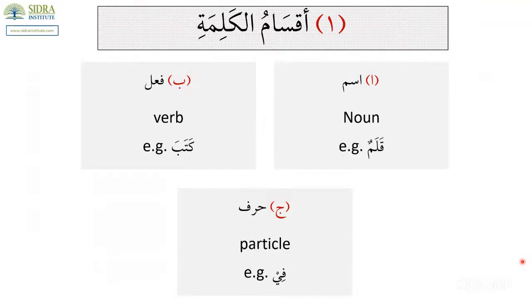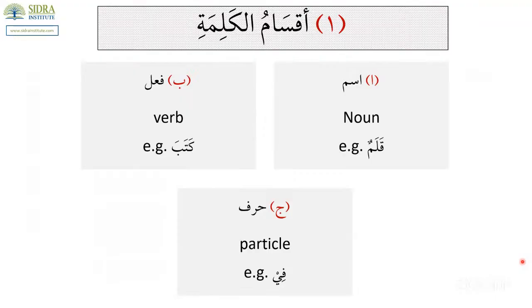What's a noun? It's a name of an object, place, person. So that will include proper nouns, Muhammad, Zaid, and common nouns, pencil, window, etc. A verb is a doing word, so it denotes an action. For example, kataba means wrote. We can give another example, jalasa, sat.